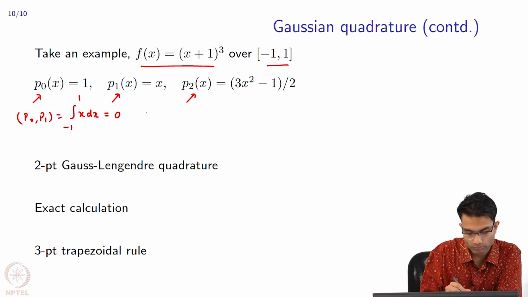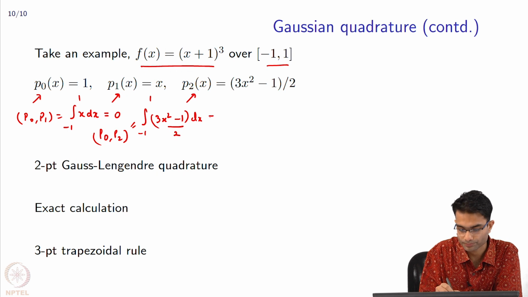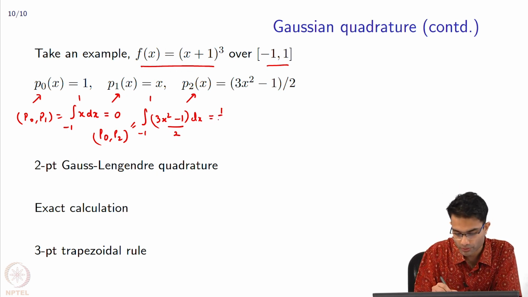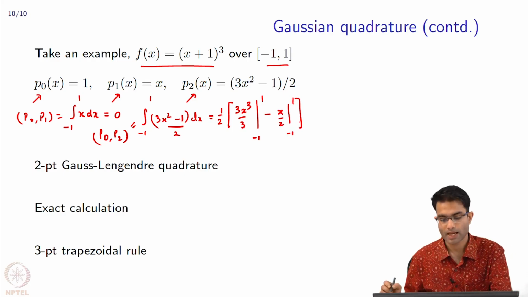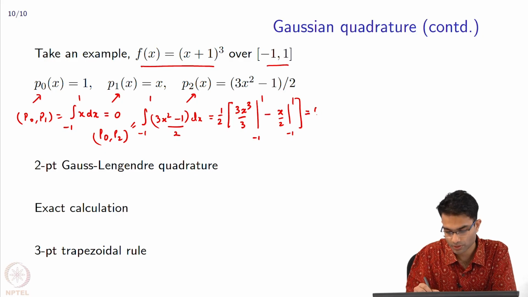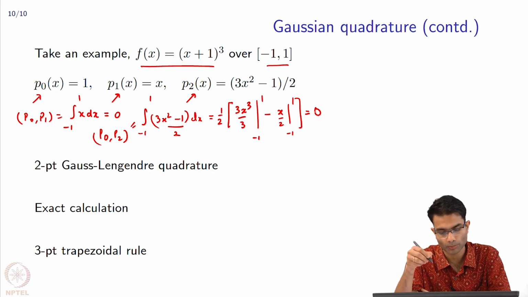Let us take P0 and P2. So, minus 1 to 1, I will have (3x squared minus 1) dx by 2. What am I going to get? Half stays out over here, 3x cubed by 3 from minus 1 to 1, and minus x by 2 from minus 1 to 1, and you can see that this will also come out to be 0. So, this shows us that these polynomials are indeed orthogonal.